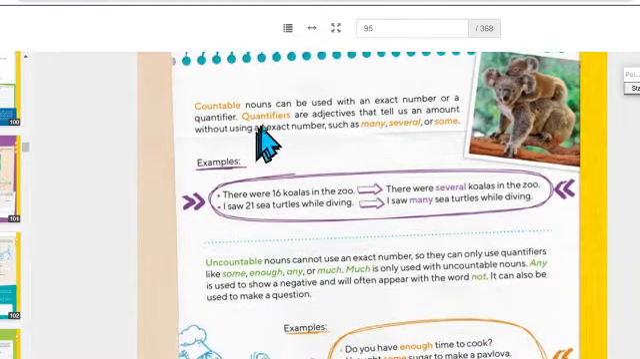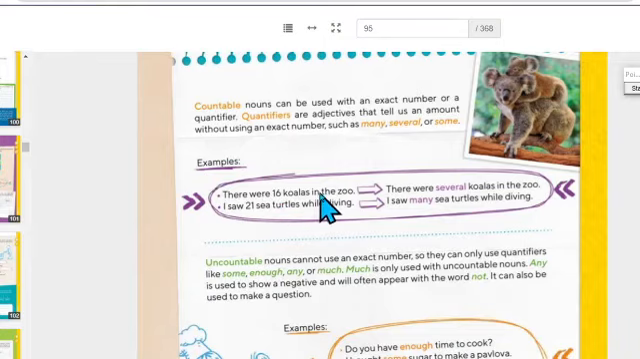Read this information. Countable nouns can be used with an exact number or a quantifier. So, countable nouns, los puedo usar con un número exacto, tres sillas, cuatro sillas, cinco sillas, ¿no? O con un medidor. Quantifiers, aquí dice, los medidores son adjetivos que nos dicen la cantidad sin usar el número exacto, tales como many, several, or some. Muchos, varios o algunos, ¿no? Yo puedo decir, ah, tengo varias sillas. O puedo decir, tengo 32 sillas, ¿no? Pero si no es el número exacto, pues utilizo estos.